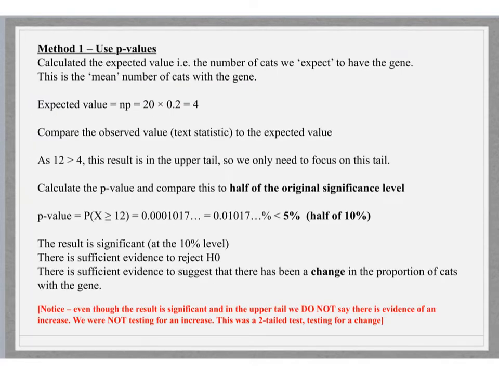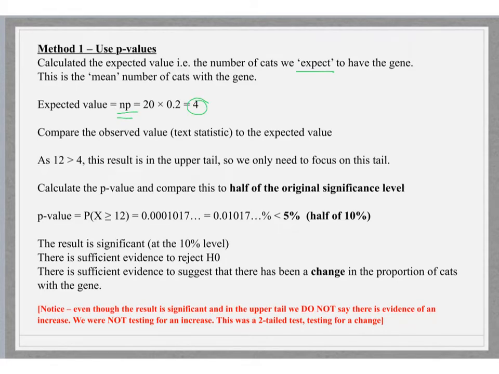We're going to solve this problem using two methods. Method 1, using p-values. We calculate the expected value, i.e. the number of cats we expect to have the gene, and this is the average or the mean number of cats with the gene. The expected value is equal to np, which works out to be 4.